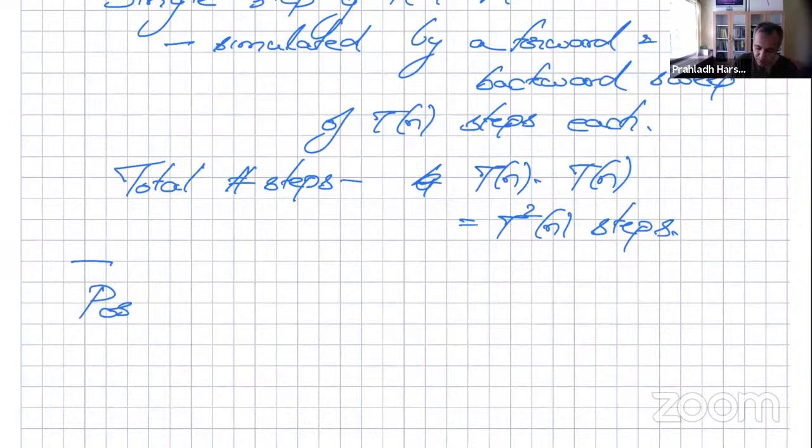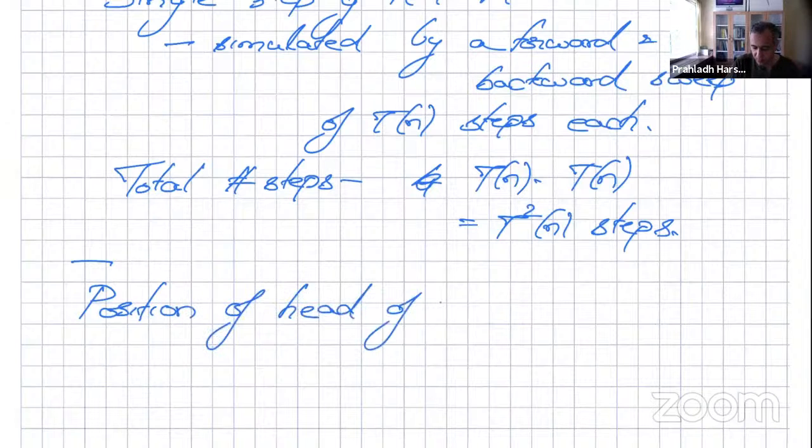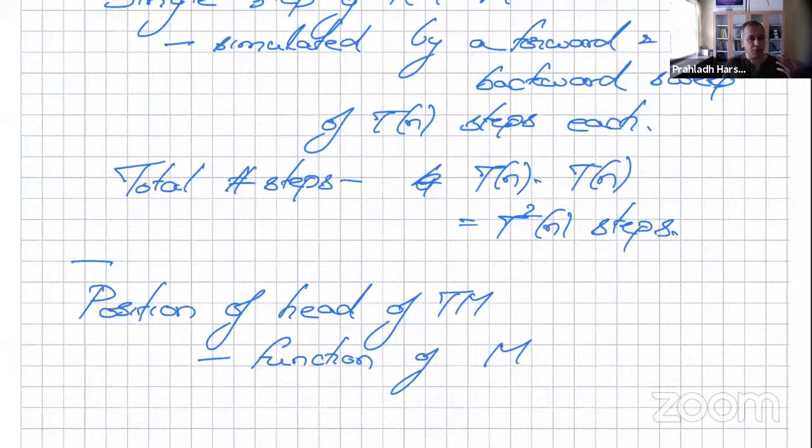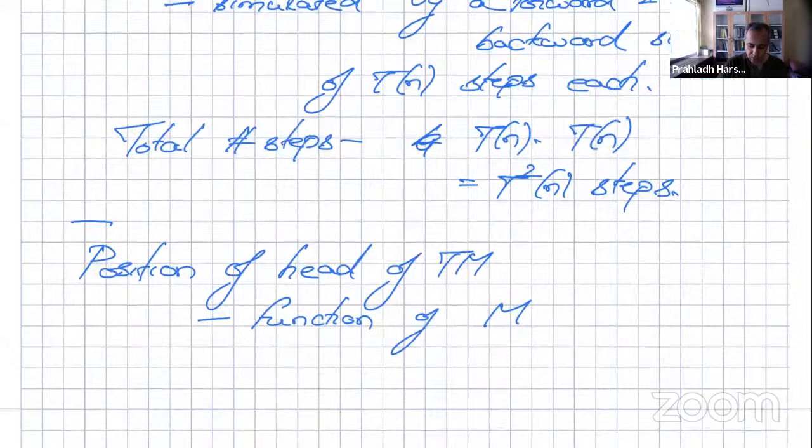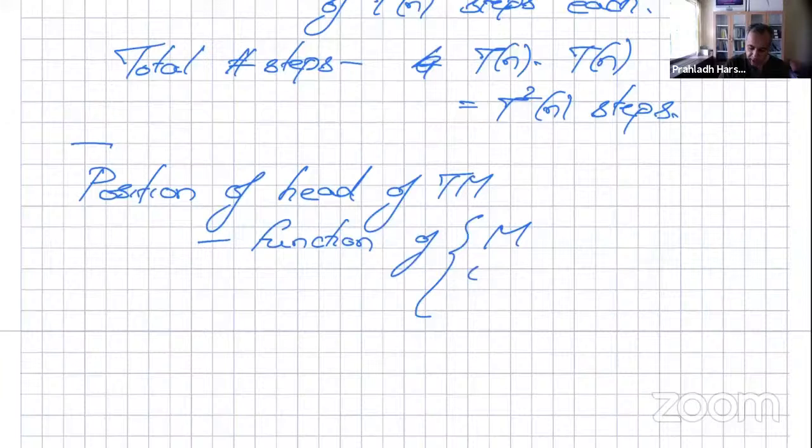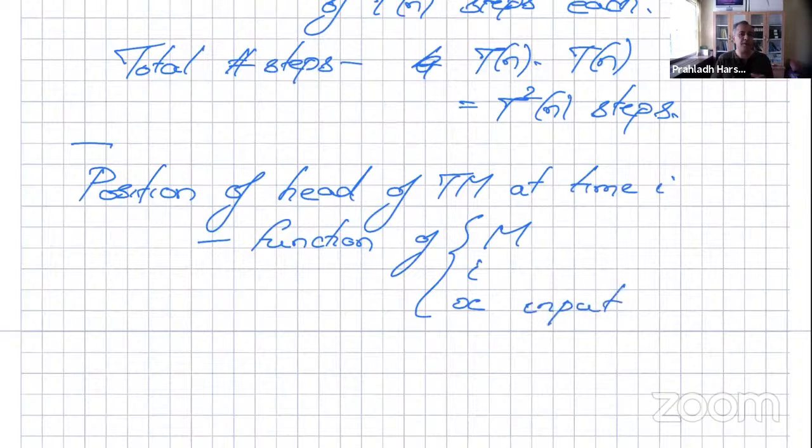The position of the head of the Turing machine is a function of what? It's the position of the head on all the K tapes. Here there's only one tape. Is it a function of what parameters? It's first a function of certainly which Turing machine you're working with. Position of the head at the ith time, at time I. Certainly a function of I, and it's a function of what input you are working with. So certainly it's a function of these three parameters.